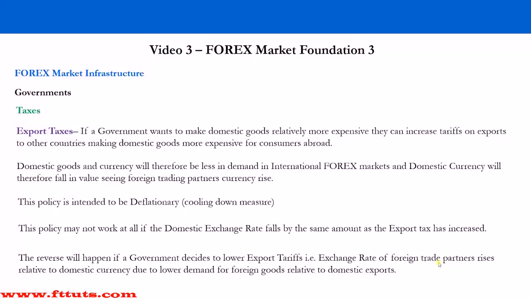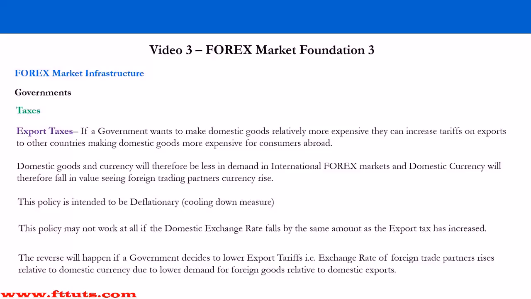Another way of doing this is to not target imports, but to target exports. So if the government intends to deflate, so to bring in a cooling down measure, they can make domestic goods relatively more expensive than foreign goods. They can do this by increasing tariffs or taxes on exports to other countries. This makes domestic goods much more expensive for consumers abroad.